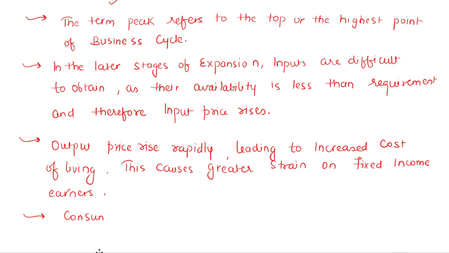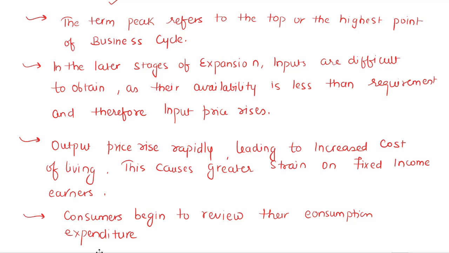Next, consumers begin to review their consumption expenditure on what? On housing, durable goods, etc.